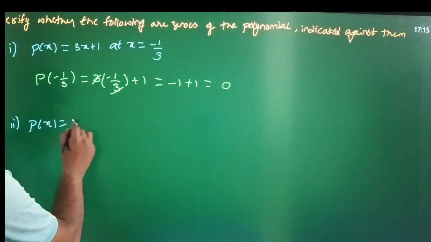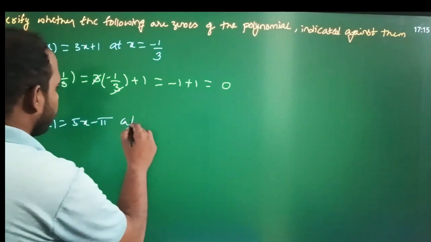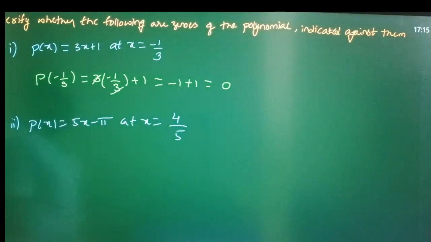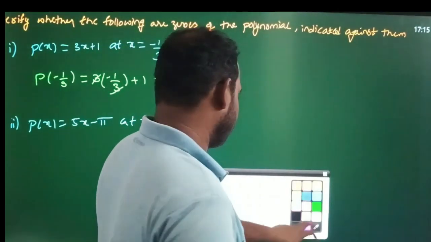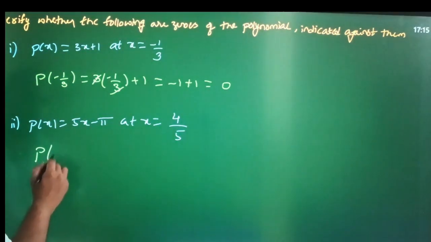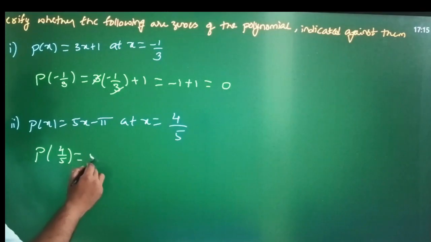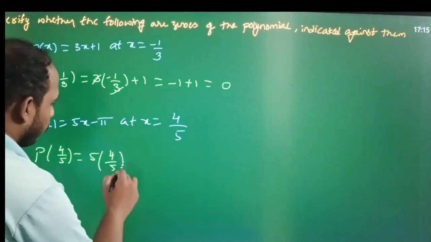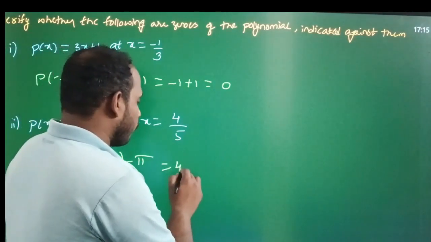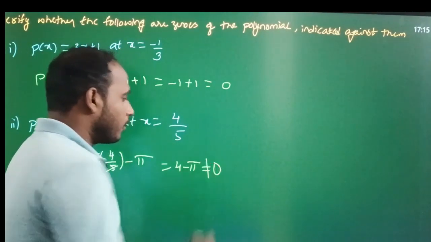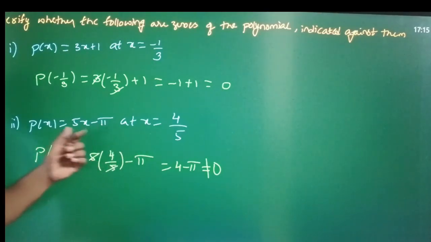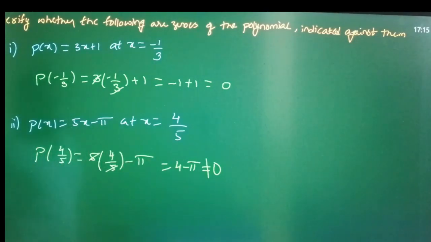P of x equals to 5x minus 5 at x equals to 4 by 5. Now we replace x by 4 by 5. We will get 5 into 4 by 5 minus 5. 5 gets cancelled which is equals to 4 minus 5 which is not equals to 0. Therefore 4 by 5 is not a zero of polynomial p of x equals to 5x minus 5.